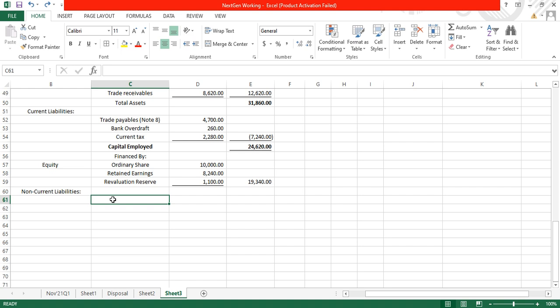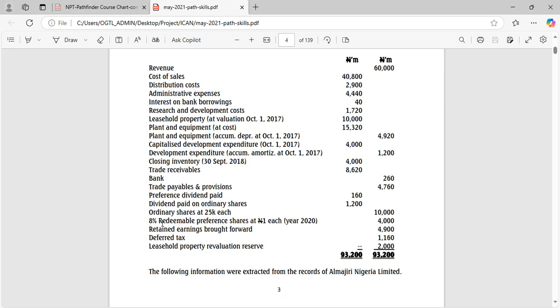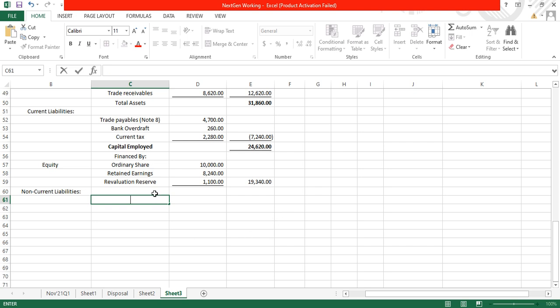But why should deferred tax come first when we have preference share? Why should deferred tax come before preference share? Our preference share is 8% preference share. If I have not forgotten, let's confirm. 8% redeemable preference share at ₦1 each, right? Yes. So let's have that. So what's that 8% redeemable preference share? How much is that?